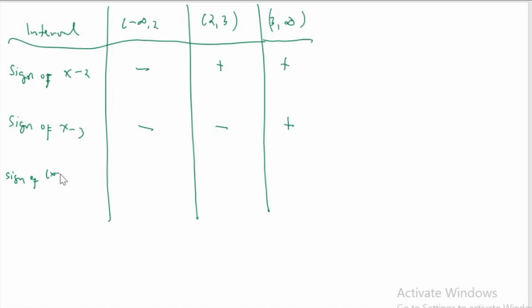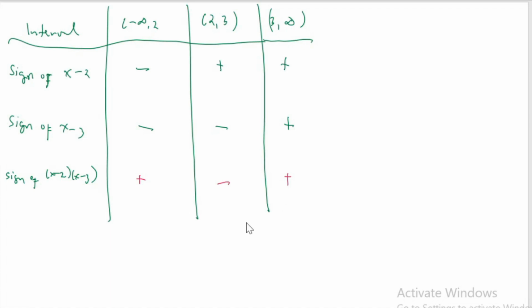Since the operation involved is multiplication, we have the sign of the product of x minus 2 and x minus 3. So we will just multiply. Negative times negative is positive, positive times negative is negative, and positive times positive is positive. Looking at the diagram, x minus 2 times x minus 3 is negative on the interval 2 to 3.